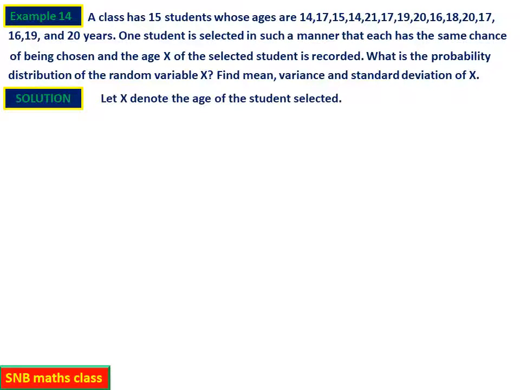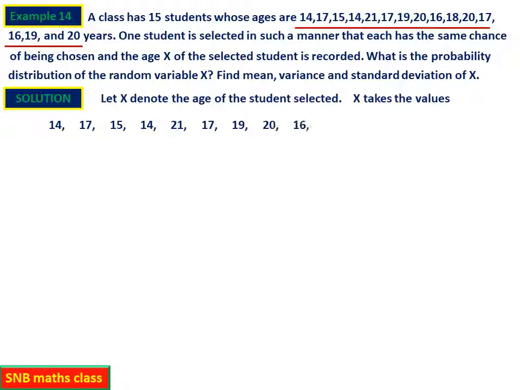So these are the things. Now here, let x denote the ages of the students selected. X takes the following values. You can see here, it is given that totally 15 values are there. First let us write them: 14, 17, then 15, 14, once again 21, then 17, 19, 20, 16, 18, 20, 17, 16, 19, 20. So these are the values. Now one student is selected, so these are the values taken by the random variable.